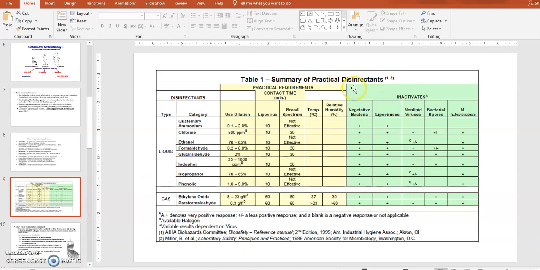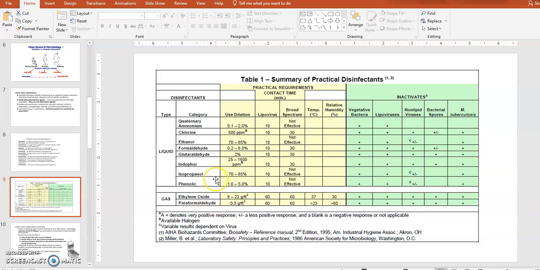And then practical disinfectants, different kinds. So you could use liquid-based disinfectants like quaternary ammonium, or chlorine, ethanol, formaldehyde, glutaraldehyde, isopropyl, phenolic compounds. So you can use these. Those are liquid-based. There are gas-based sanitizers like ethylene oxide and paraformaldehydes.